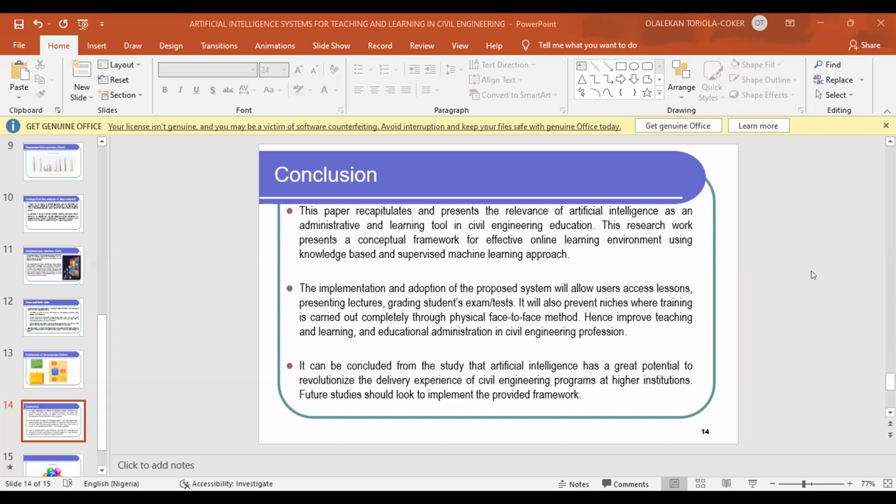Future study should look into implementing the provided framework, and we are looking for recommendations and suggestions to address this particular topic and to be able to accommodate and improve on what we have done, so that it can benefit the whole populace of the Nigerian tertiary educational sector.